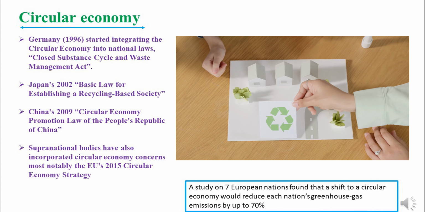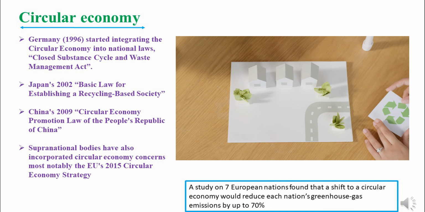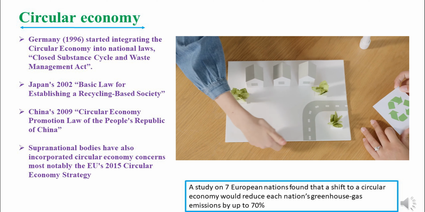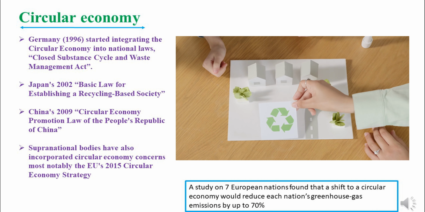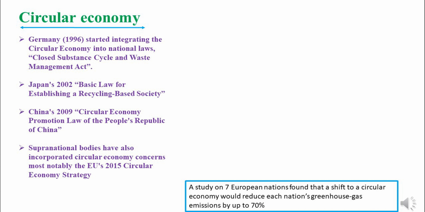And then there is another study which tells that the study was conducted on seven European nations, and it says that if we shift to circular economy, the generation of greenhouse gas emission can be reduced up to 70%, which is a good thing. It takes us towards a sustainable environment. But again, we will see what are the practicalities of employing circular economy in every field.